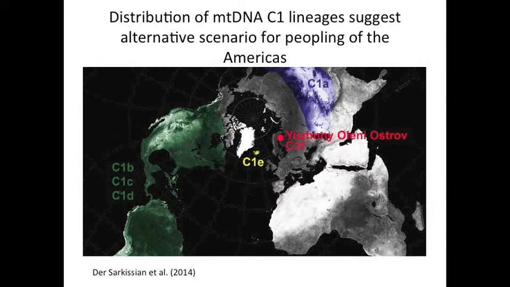So it seems like the C1 haplogroup may not have been a result of expansions into the Americas, or out of Beringia into the Americas and then back into Northeast Asia. Maybe C1 could have evolved somewhere in Eurasia a little bit earlier on in time.